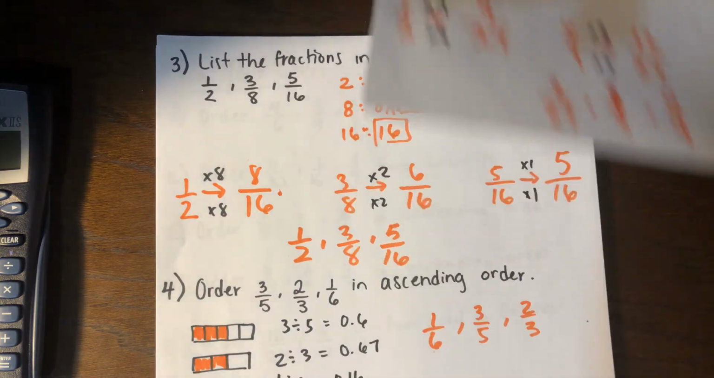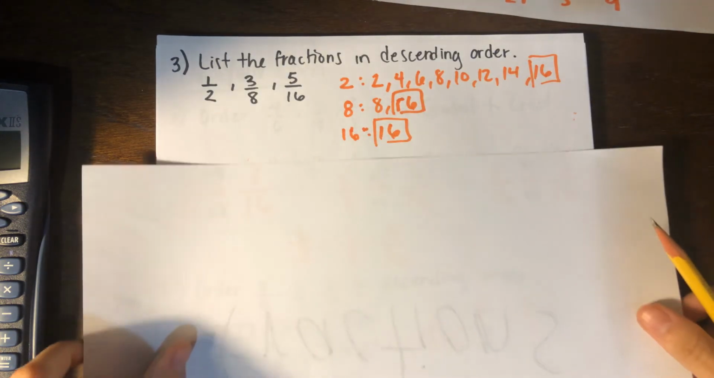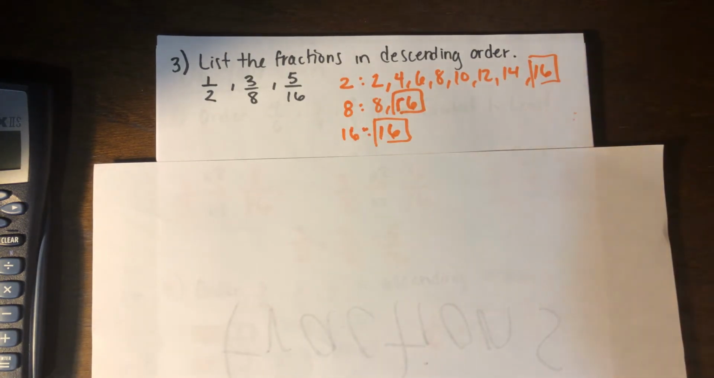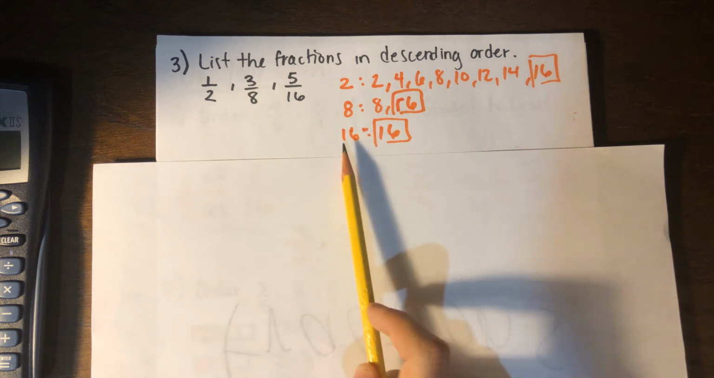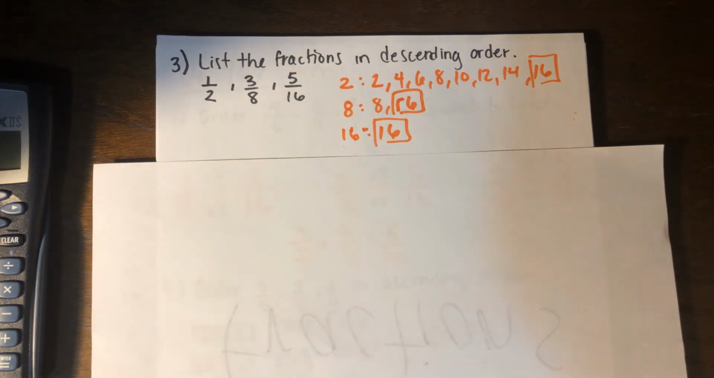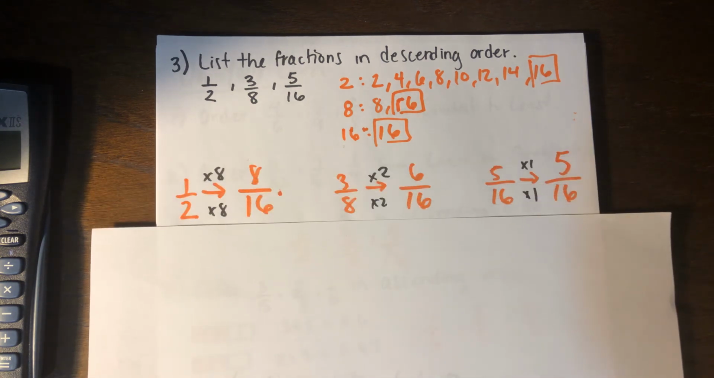Okay, let's go on to number 3. List the fractions in descending order, meaning going down. So from greatest to least, biggest to smallest. Okay, so we take our denominators, 2, 8, and 16. We write them down. We find the least common multiple, okay, which turned out to be 16. Okay, so now we have to change our fractions to have the denominators of 16.